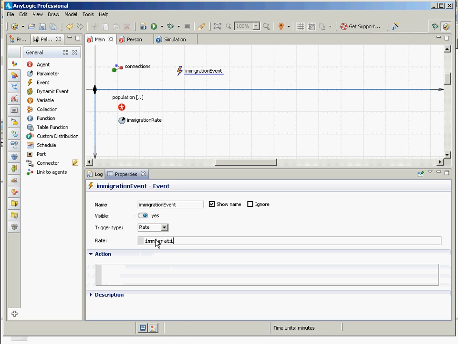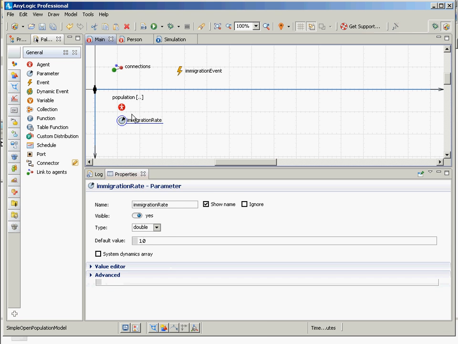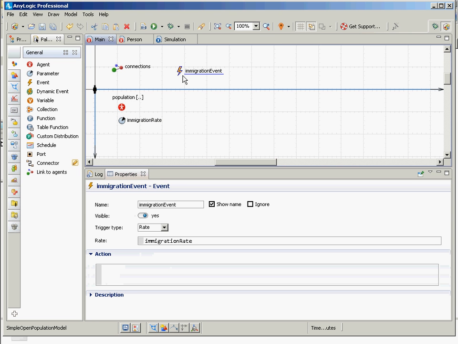Immigration rate. There we go. See, immigration rate is 10. That's 10 people per year on average. So the immigration event will go off. How did the program know that it's per year? Did we define it before?